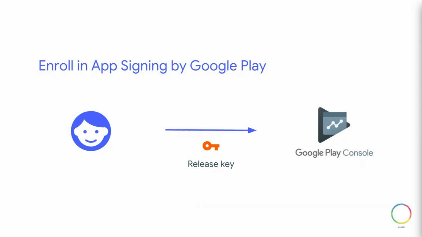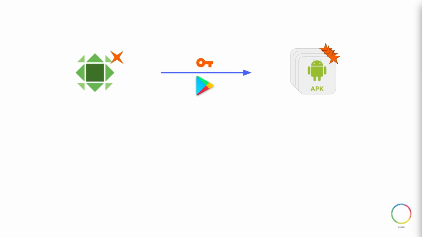So you've built the app bundle, and now let's have a look how we can publish it on the Google Play console. First, you must enroll in Google Play App Signing. For those who remember, this is a program that we launched at Google I/O last year. When enrolling, you securely transfer your release key to Google Play. Play then uses this release key to sign the generated APKs on your behalf before serving them to the users.